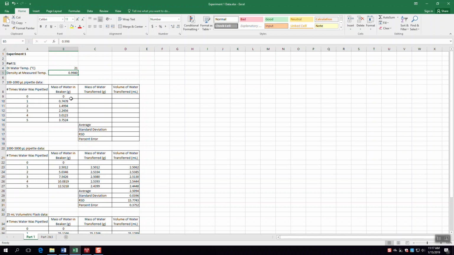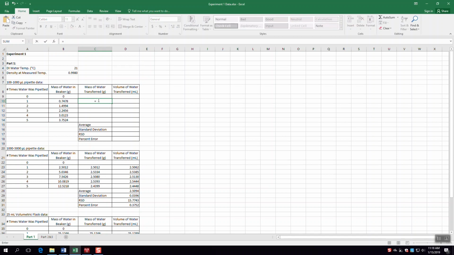So I've already gone ahead and entered in my water temperature. This is roughly room temperature water, and I looked up on the chart given to you in the lab manual the density of water at that temperature. So in this case my temperature is 21 degrees Celsius and my density at that temperature is 0.9980 grams per cubic centimeter or grams per milliliter.